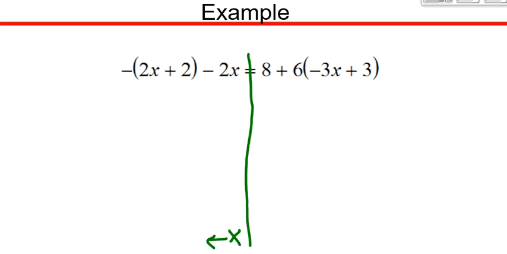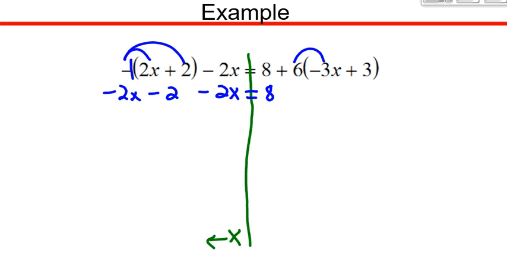Okay, so as you recall, if there's no number out in front here with a negative sign, I can slip in a little 1 right there, which means I'm going to multiply negative 1 times positive 2x, which is going to give me negative 2x. Negative 1 times positive 2 is going to give me negative 2. And then this guy is just hanging out here. He has nothing to do with any of that stuff. All right, so on this side, I have 8 plus, this is a positive 6 times a negative 3x. That's going to give me negative 18x. Positive 6 times positive 3 gives me positive 18.